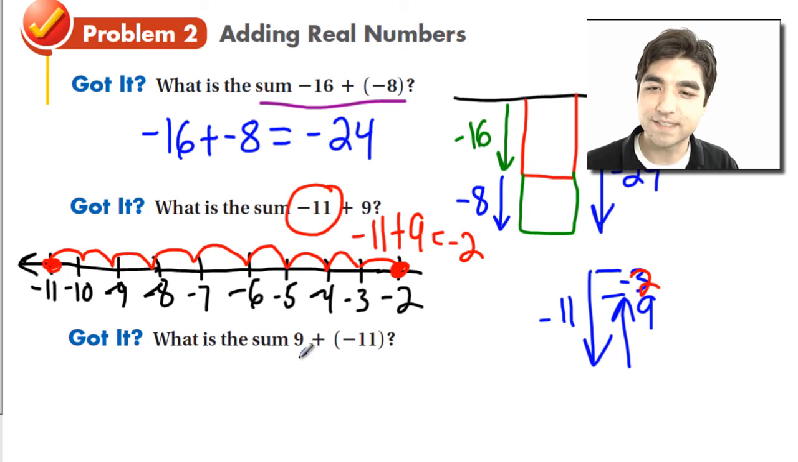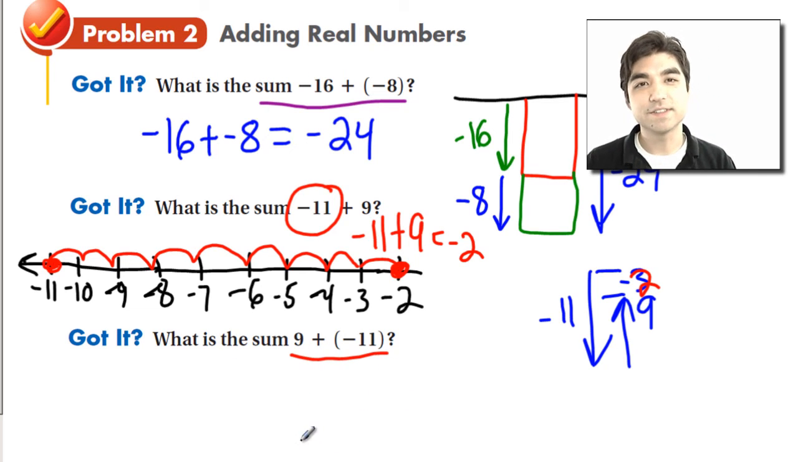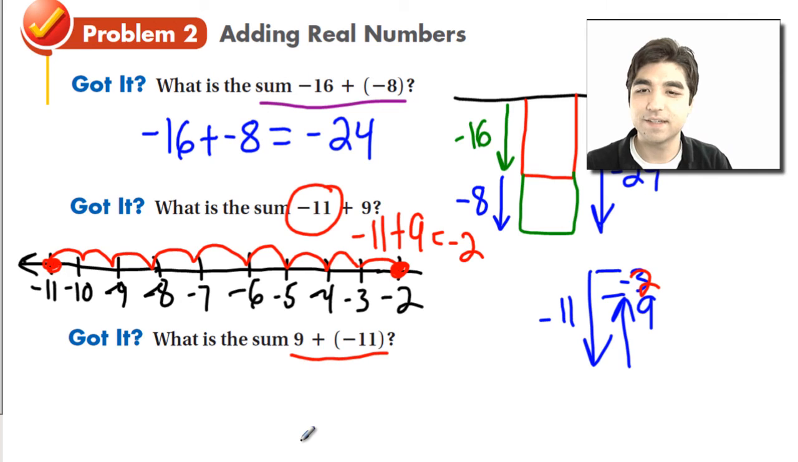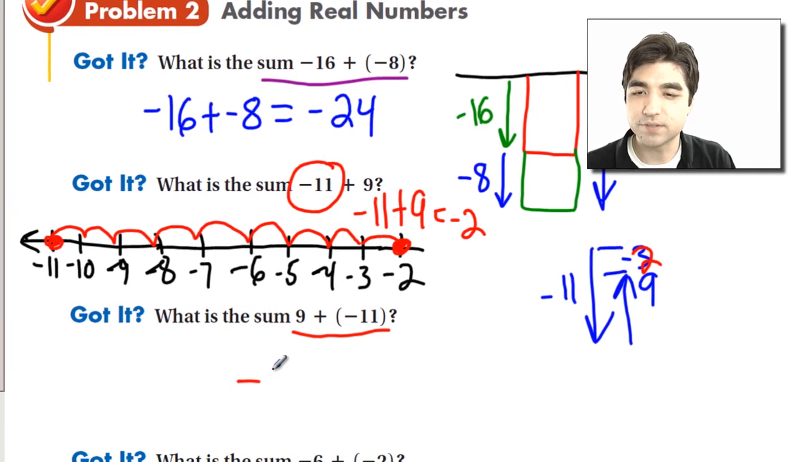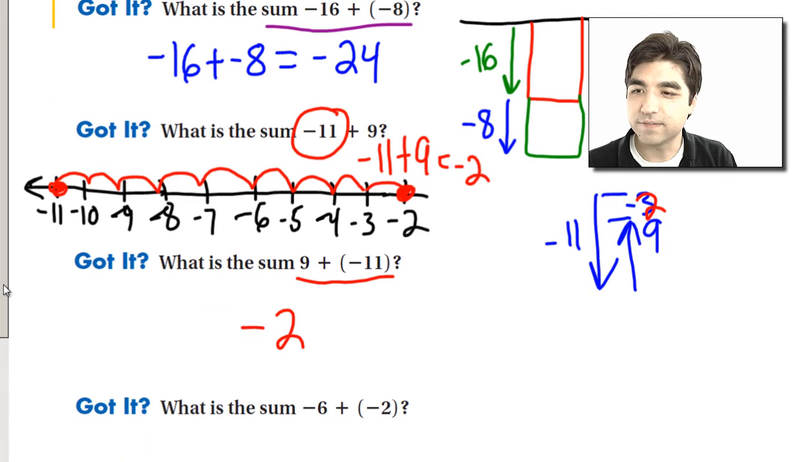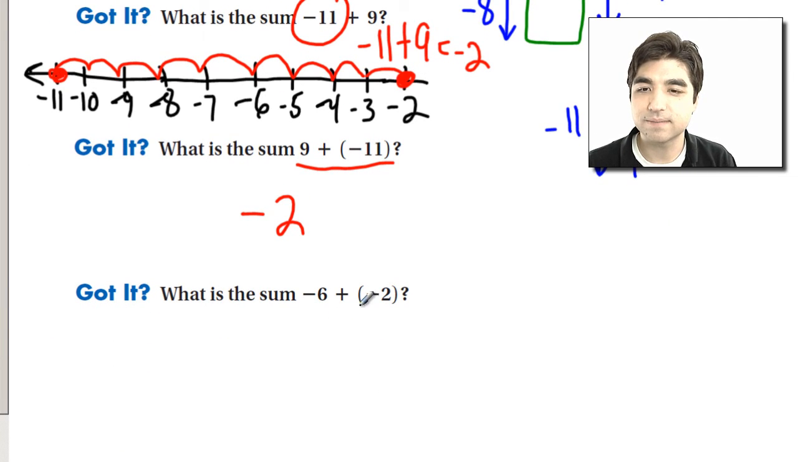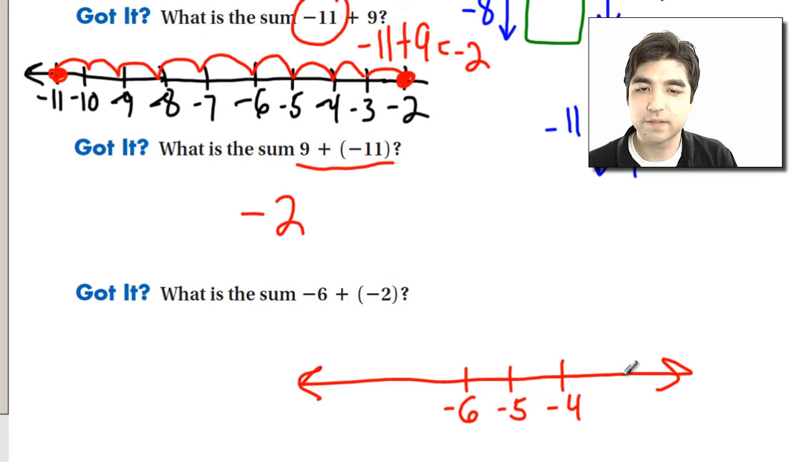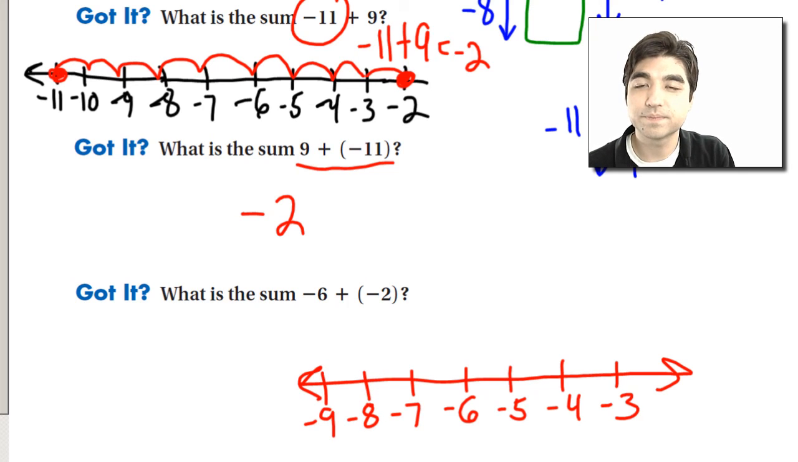Okay, so let's try, what's the sum of 9 plus negative 11? So this one, you start with a mound that's 9 feet high, then you take away 11. This would also put you at negative 2. And then the final one, what's the sum of negative 6 plus negative 2? So we have a number line here. Let's see, we do negative 6, negative 5, negative 4, negative 3, negative 7, negative 8, negative 9.